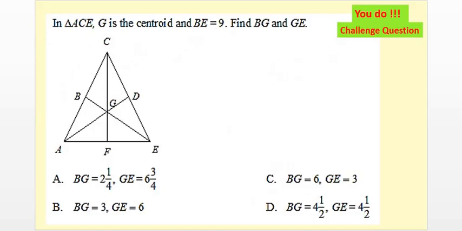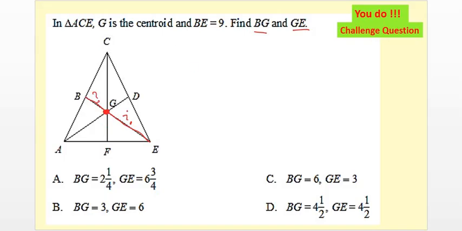Clear? Okay, so here we have another question. It says in triangle ACE, G is the centroid. So centroid comes from the medians. Clear? So whenever they say G is the centroid, or any point is the centroid, that means they are talking about the medians. So they said BE is 9. This line is 9. How much is BG and how much is GE? So they want to know how much is this one and how much is this one.